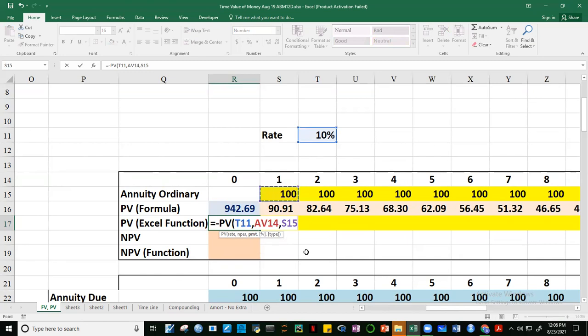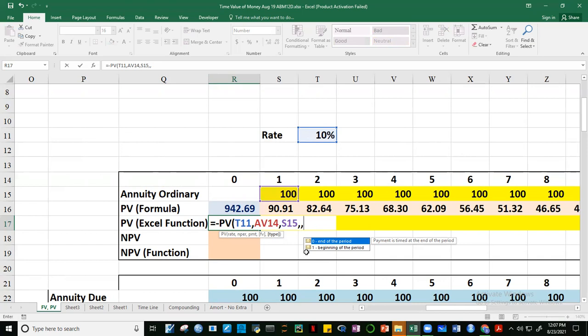Then comma, future value wala, so ignore the future value. Then type. Ito na yung paggamit ng type natin. Ang type guys, either 0 or 1. 0 is the end of the period which is annuity ordinary. 1 is the beginning of the period which is annuity due. Okay, kung walang sinasabi kung anong annuity guys, always assume that it is annuity ordinary.